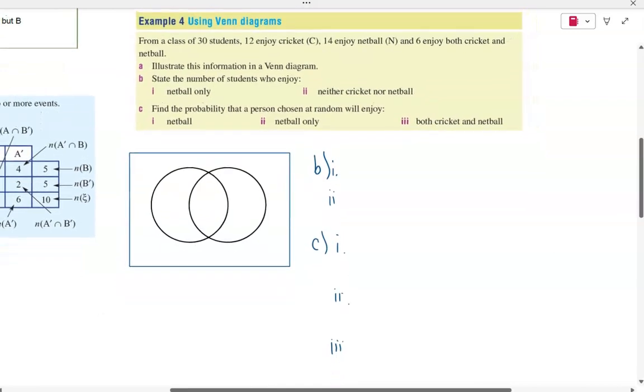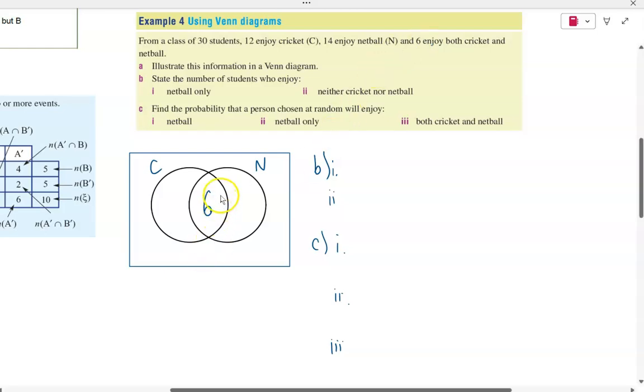So, this example says, from a class of 30 students, 12 enjoy cricket, 14 enjoy netball, 6 enjoy both cricket and netball. So the number I want to put in first is the number in the intersection, which is 6. 6 enjoy cricket and netball, okay?